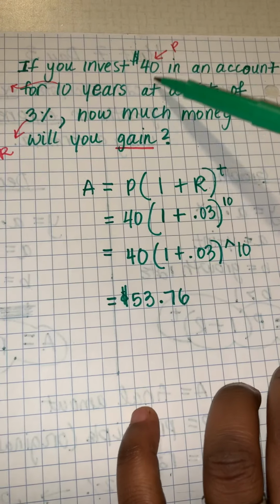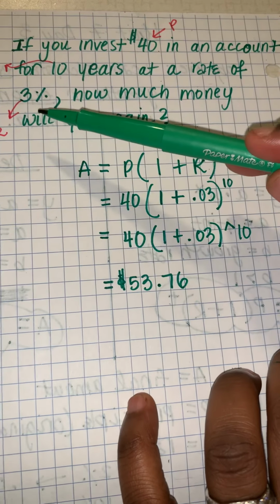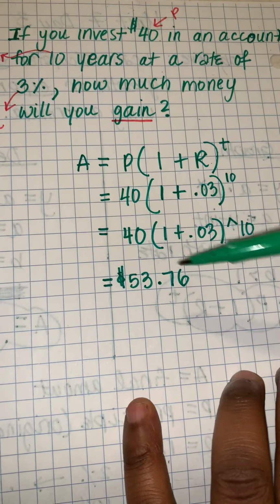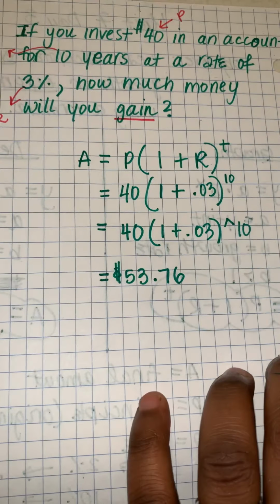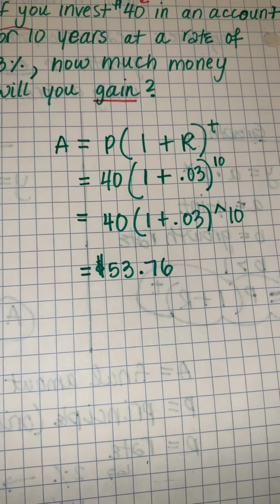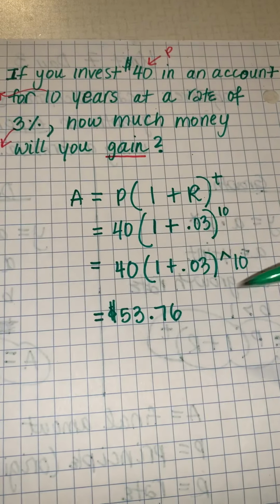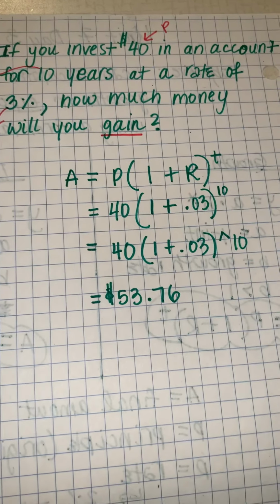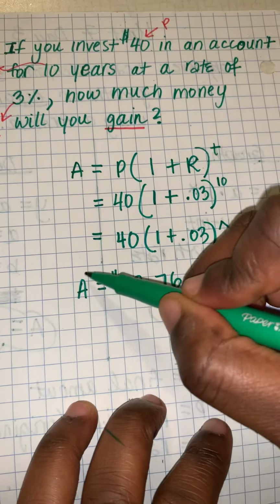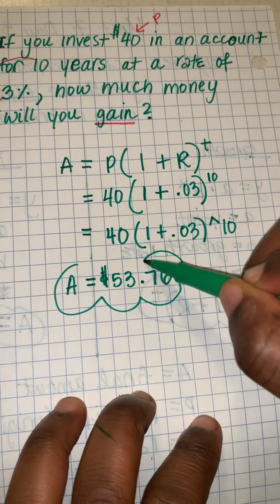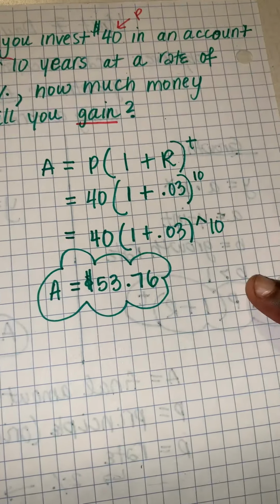So again, you start off with $40 with a 3% interest rate, and you were able to get $53.76. So it's very easy. We had this word problem right here. We took out all the information that we needed, and we were able to get our answer, which is our A, our final amount. See, it's super easy, right?